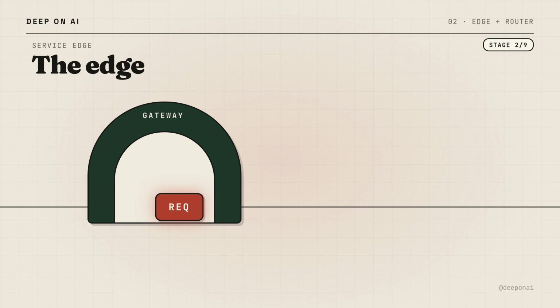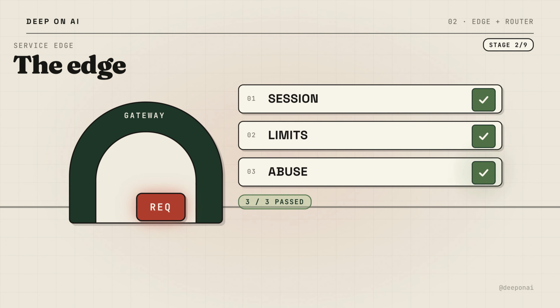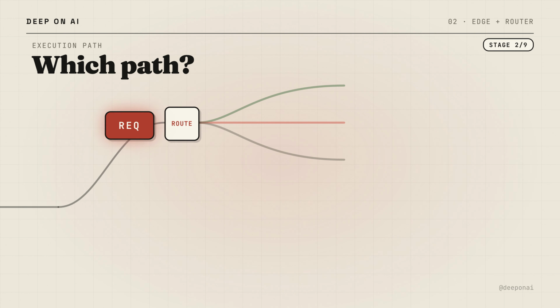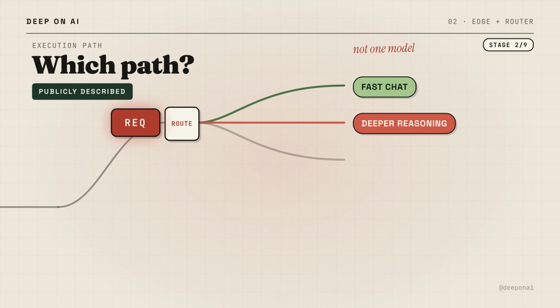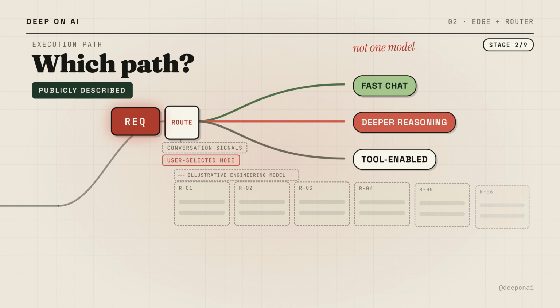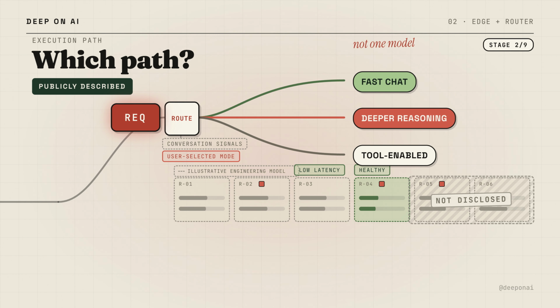At the service edge, the platform can verify your session, enforce usage limits, and apply protections against abuse. Then, a router decides which execution path should handle the request. That does not always mean the same model. OpenAI has publicly described ChatGPT systems that use routing to choose between faster chat behavior and deeper reasoning behavior based on the conversation. A user-selected mode can also influence the path. Capacity matters too. Large AI services have to distribute work across available infrastructure. The exact regional and load balancing design is private, but the goal is familiar. Send the request to healthy capacity without making the user wait longer than necessary.